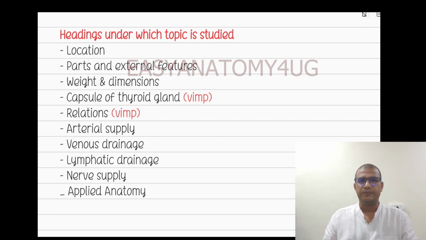We have to compare it with the prostate gland. Then we have important relations. These are also called important neurovascular relations of the thyroid gland. Then we will discuss arterial supply and venous drainage, lymphatic drainage, nerve supply and applied aspects.